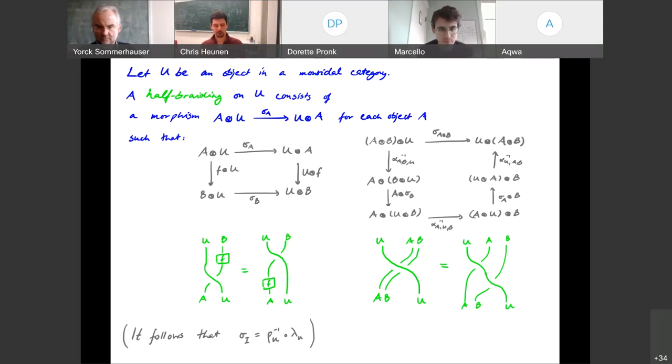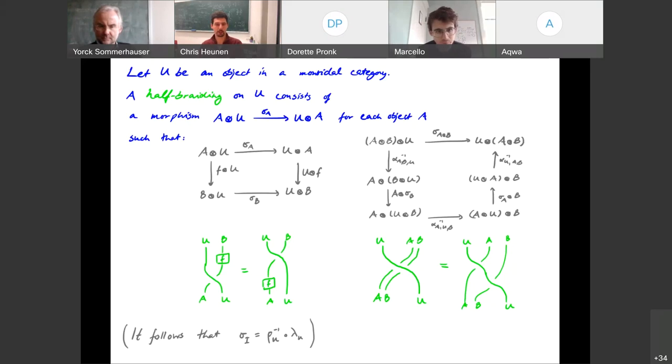The tensor unit always has a half braiding on it that you can build as follows. If you have an arbitrary object U, you can swap that with the tensor unit by forgetting that there's an empty thing on the left and then inserting the empty thing on the right again. So that's this equation at the bottom, which is sometimes taken to be a part of the definition of half braiding, but in fact it follows from these requirements already. So that's the definition of a half braiding.